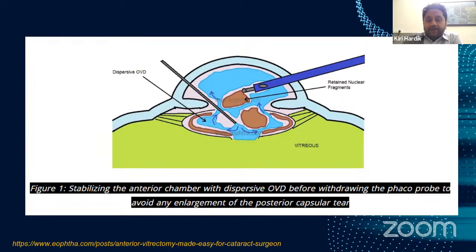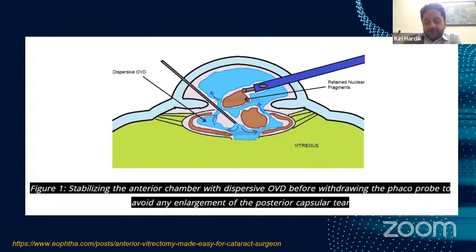So it will maintain the flow, maintain the globe. It will not allow the AC to collapse. And gently remove the second instrument and put a dispersive viscoelastic over the posterior capsular rupture and in the anterior chamber. So it will maintain the AC and it will not allow the vitreous to come into the anterior chamber, and decrease the bottle height.